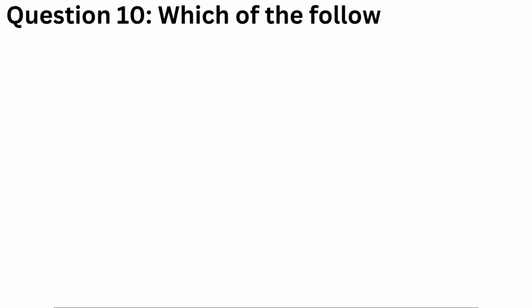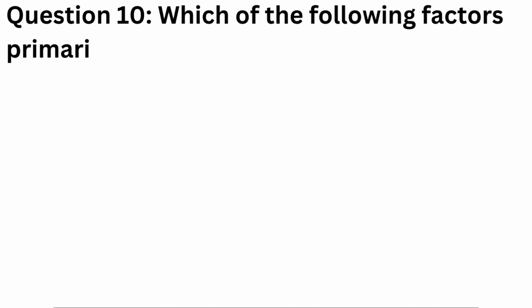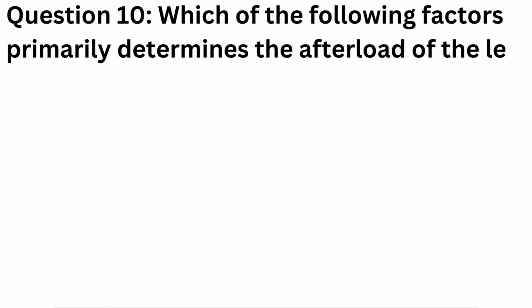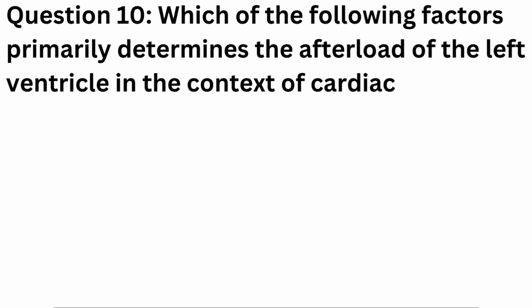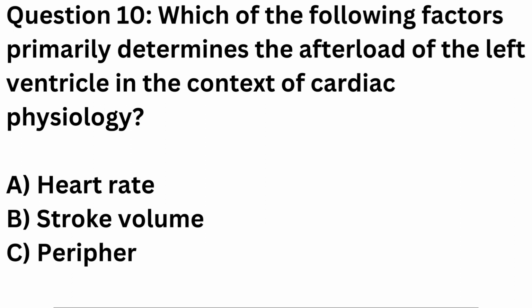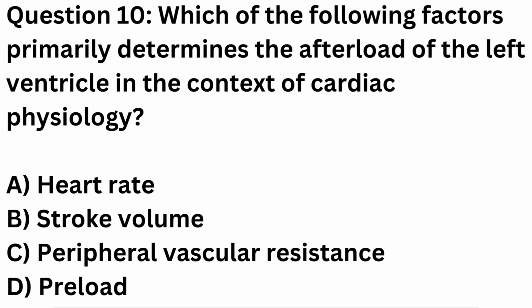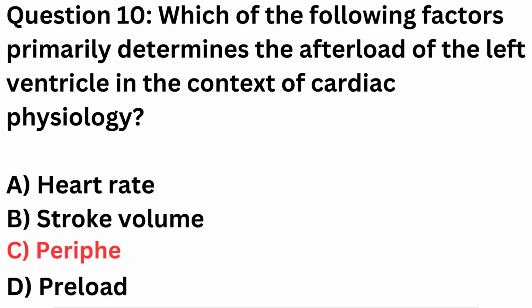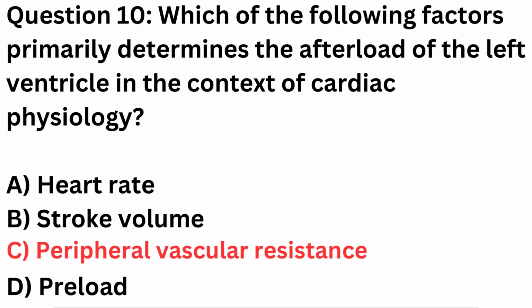Question 10. Which of the following factors primarily determines the afterload of the left ventricle in the context of cardiac physiology? A. Heart rate. B. Stroke volume. C. Peripheral vascular resistance. D. Preload. Correct answer is C. Peripheral vascular resistance.